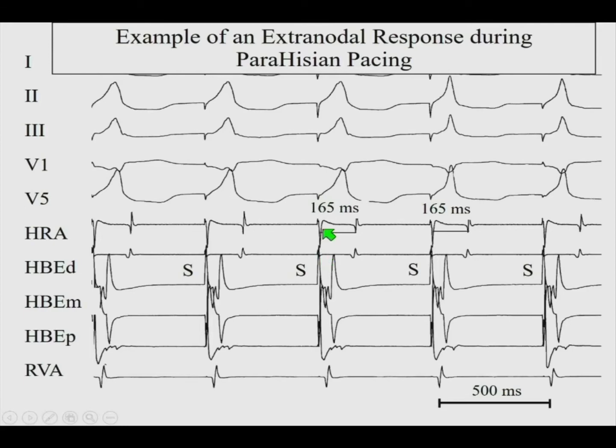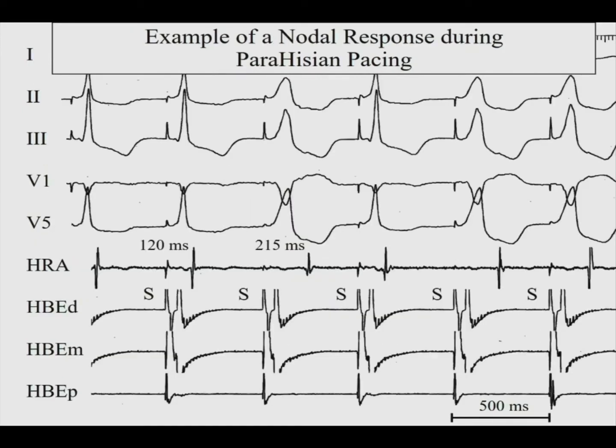And at any lead, you can measure the stim to A. If it's the same, then it is considered an extranodal response, which implies that there's an accessory pathway. And here's an example of His capture. In this case, there's a segment between the stimulus and the QRS. This may be pure His capture, and RV capture only. And the stim to A jumps out, consistent with a nodal response.